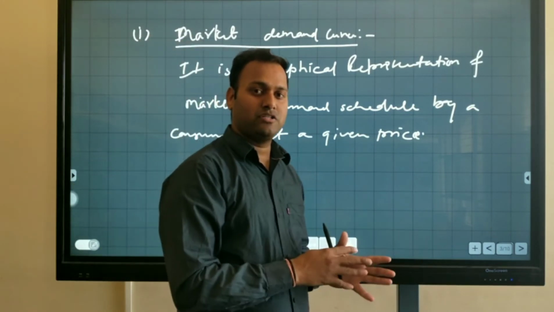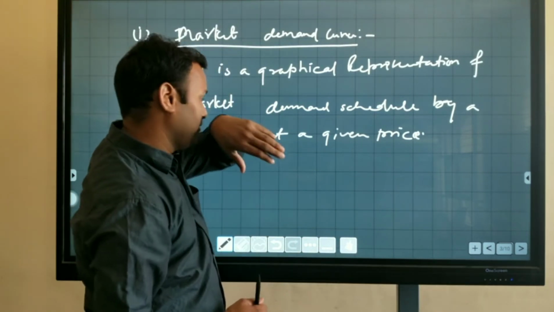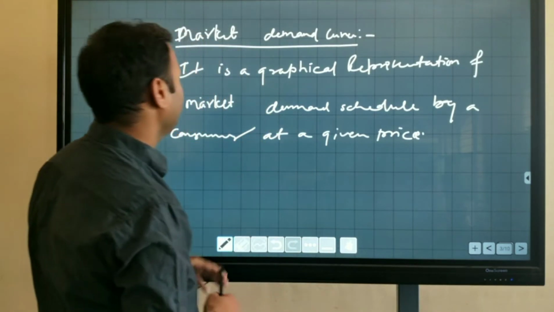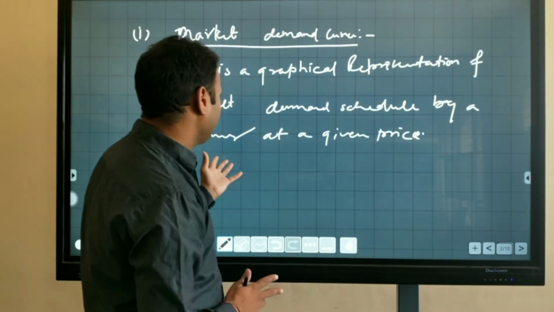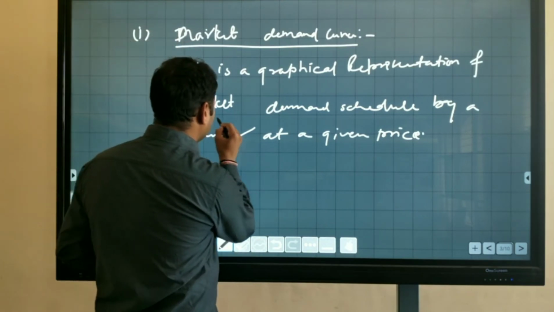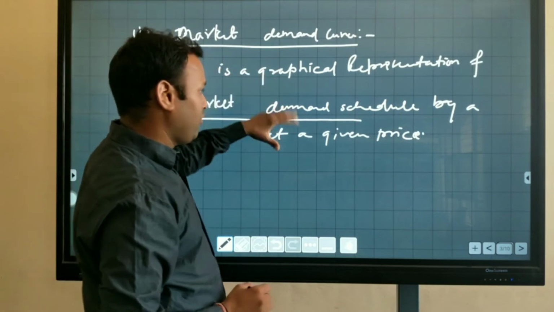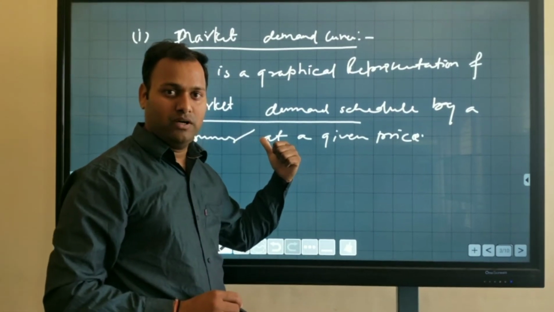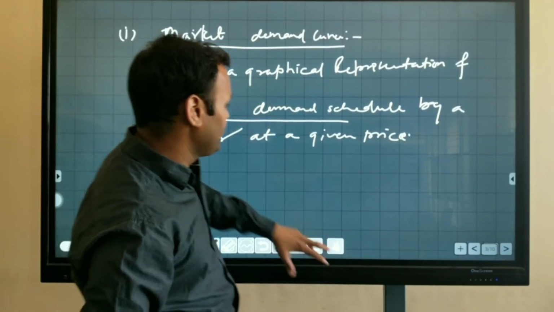Now we have already discussed the individual demand curve. Now we'll discuss the market demand curve. What is the meaning of the market demand curve? It is a graphical representation of the market demand schedule by the consumers at a given period of time. So here we will show the market demand schedule, which was already mentioned. What the market demand curve is, we will discuss in this video.